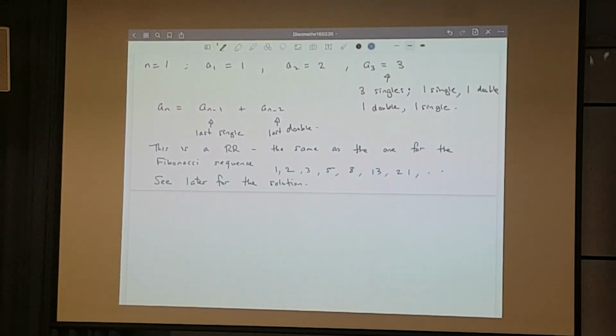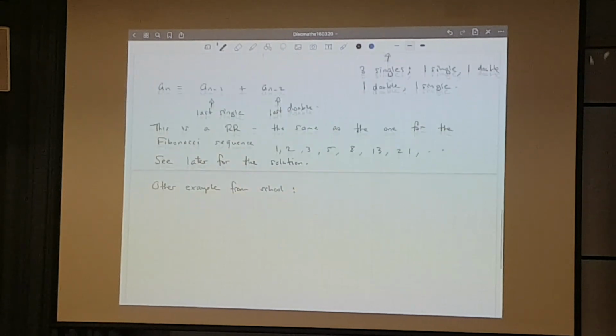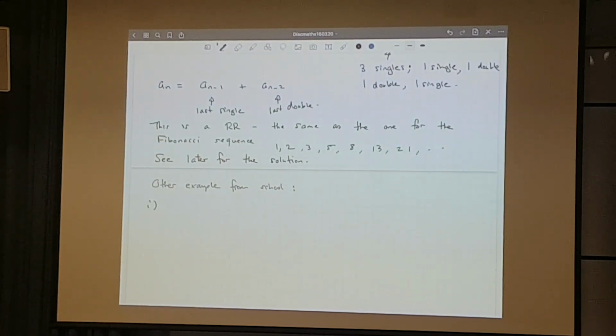Okay, so let's do some other examples. And this is from school, really. So what we're going to do is arithmetic and geometric sequences. So number one is arithmetic sequences. And the recursion relation, and then think about the solution.